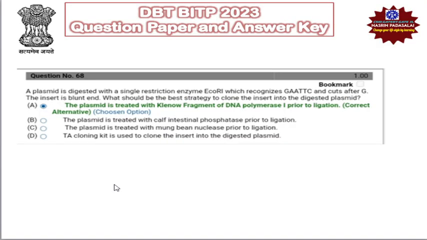The next one: a plasmid was digested with a single restriction enzyme called EcoR1, which recognizes the sequence GAATTC and cuts after G. The insert is blunted.